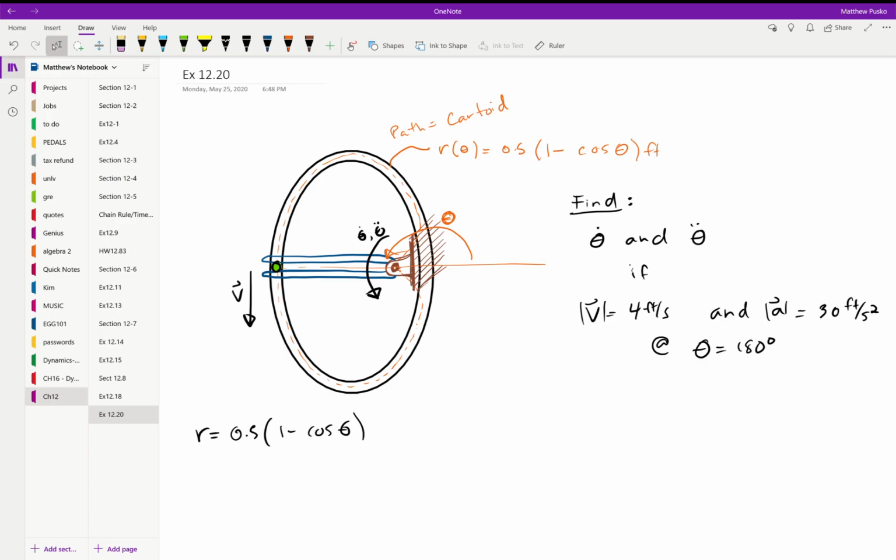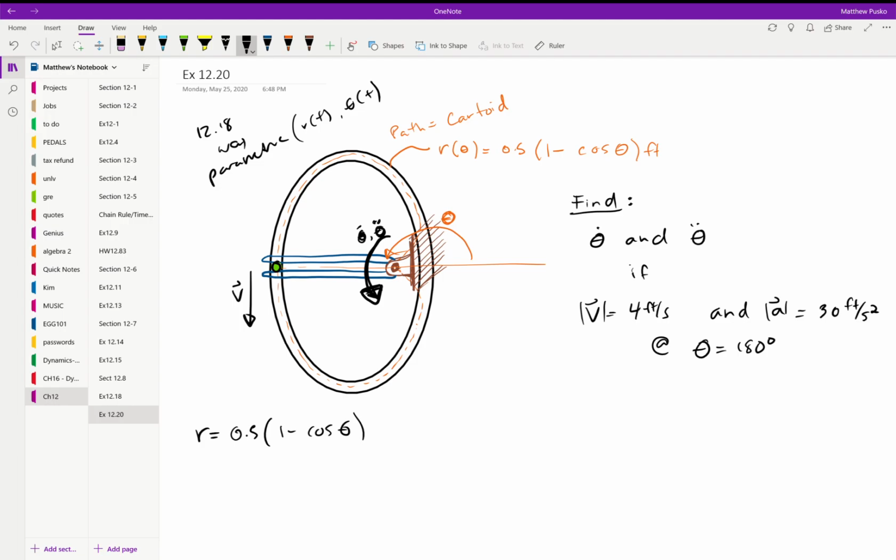Okay, let's look at example 12.20. Compared to 12.18, 12.18 was parametric, meaning we had r as a function of t and theta as a function of t. This one is not. We have, I guess, a fork that is rotating in this direction with some theta dot angular velocity and some theta double dot angular acceleration.